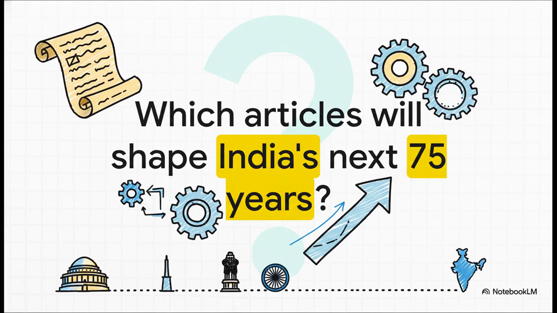But the story of the Constitution is never really over. It's a living document that's already been changed over 100 times to meet new challenges. So I'll just leave you with this question to think about. As India moves forward, which of these articles that we talked about today do you think will be the most important in shaping its next 75 years?